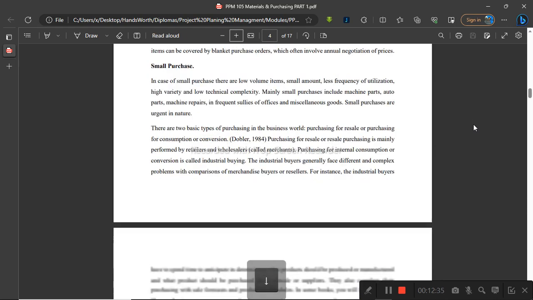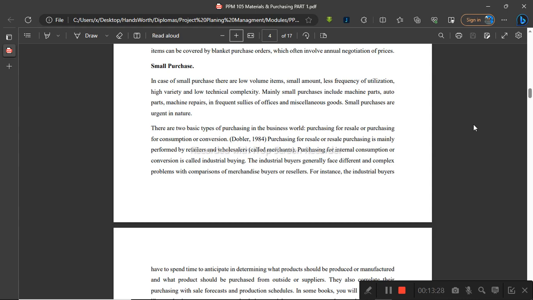All right, so that was under the first category. The second category is known as small purchases. This one is simply the opposite of the first category, which is bulk purchases. Under this category, the organization makes purchases of low volumes, small amounts, less frequency of utilization, high variety, and low technical complexity. Mainly small purchases include machine parts, auto parts, machine repairs, infrequent sources of offices, and miscellaneous goods. Small purchases are urgent in nature.